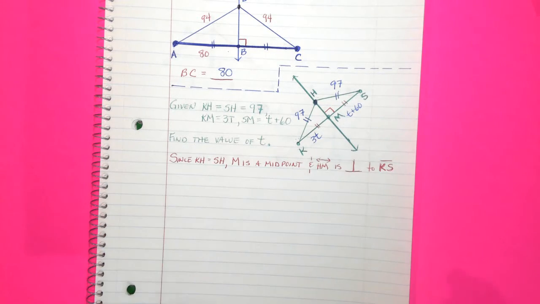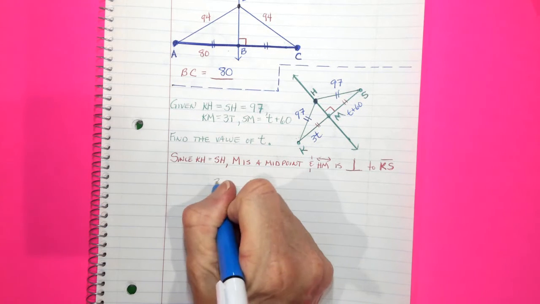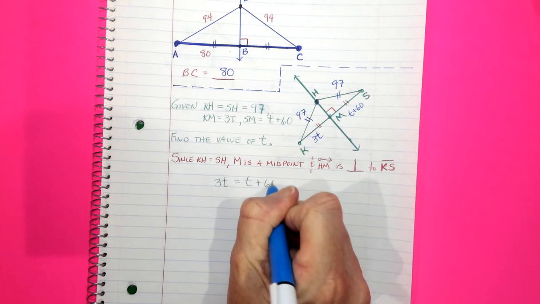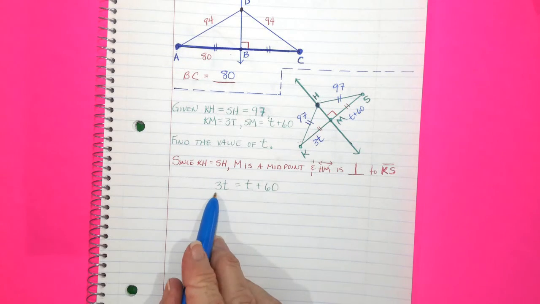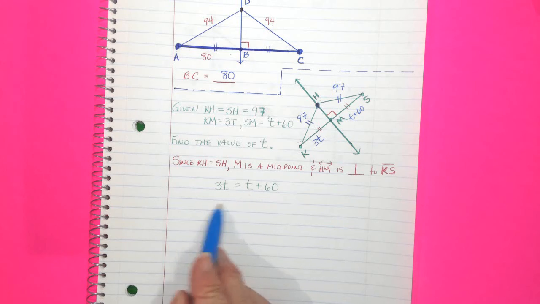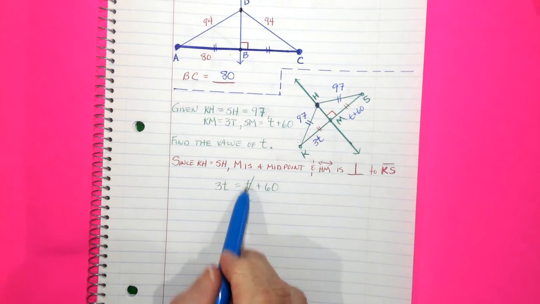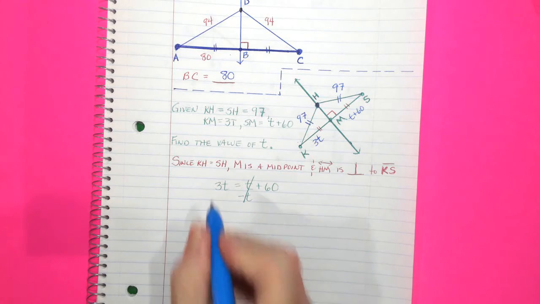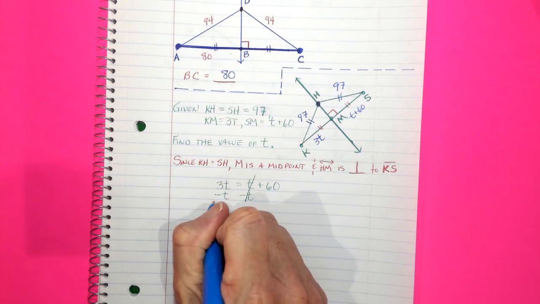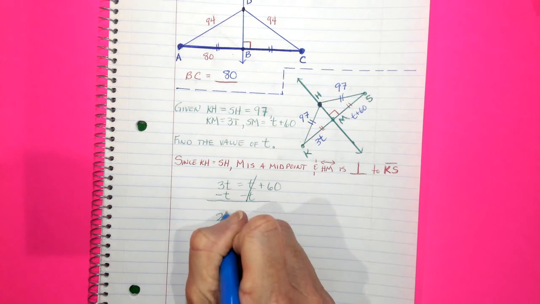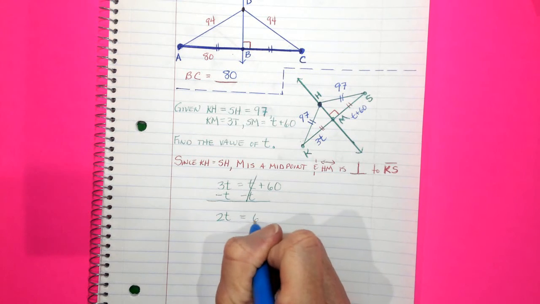So we'll write an equation that says 3t equals t plus 60. Since we have more t's on the left than on the right, I'm going to eliminate this one on the right by adding the opposite of a positive t, which would be subtracting a t. What I do to one side of the equal sign, I do to the other. That gives me 2t on the left equals 60.